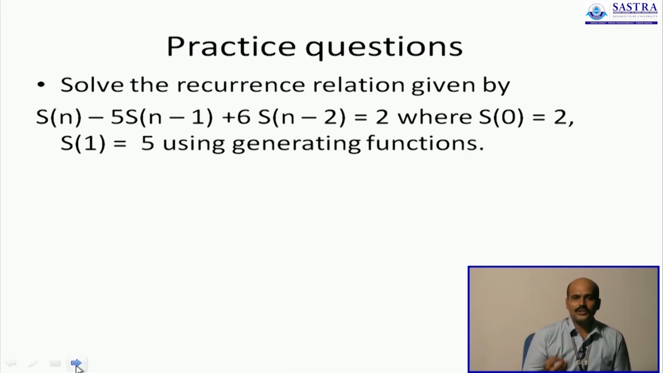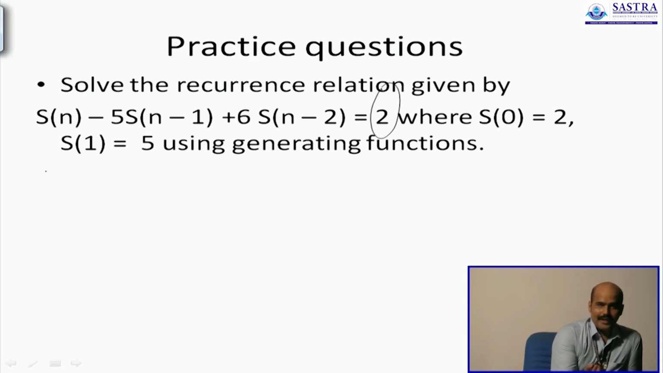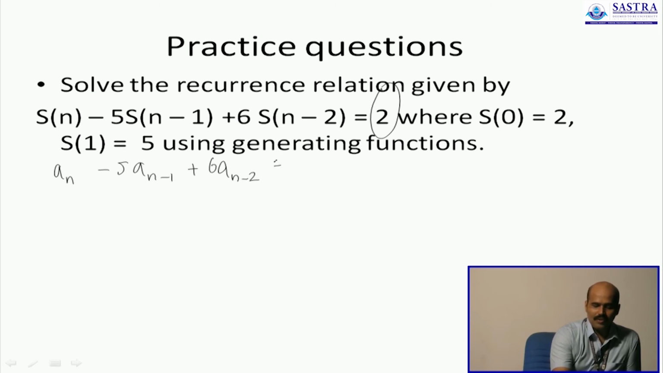We will just solve one more problem and then wrap up this unit on recurrence relations. This time we have a non-homogeneous recurrence relation, easily identifiable from the 2 on the RHS. It is not a 0, it is a constant function that we have. So we will have to solve this once again using the principle of generating functions. We will write them down as a n minus 5 a n minus 1 plus 6 a n minus 2 giving us 2.